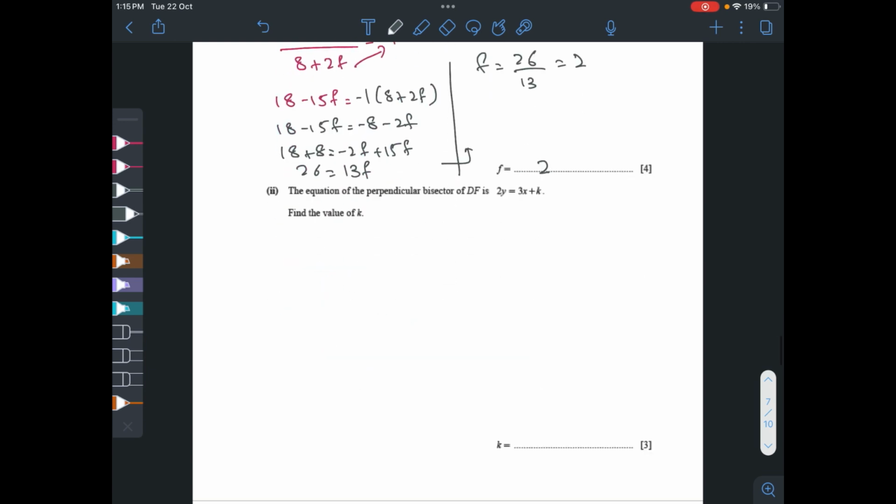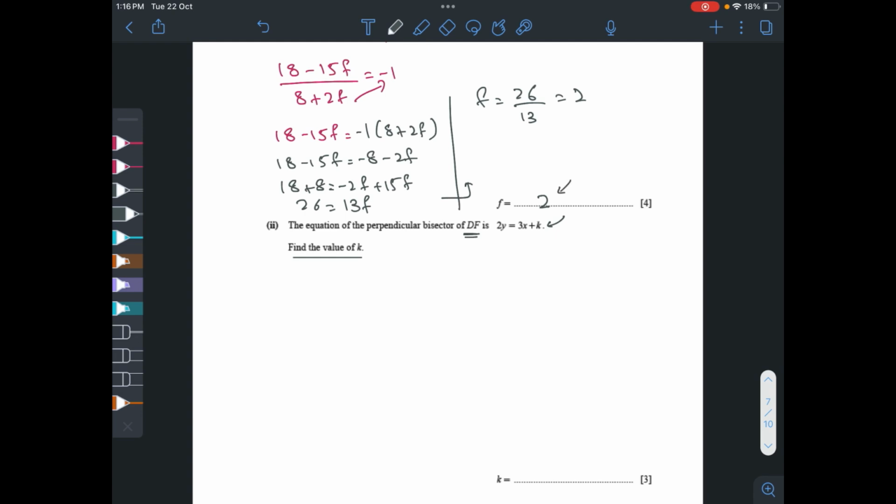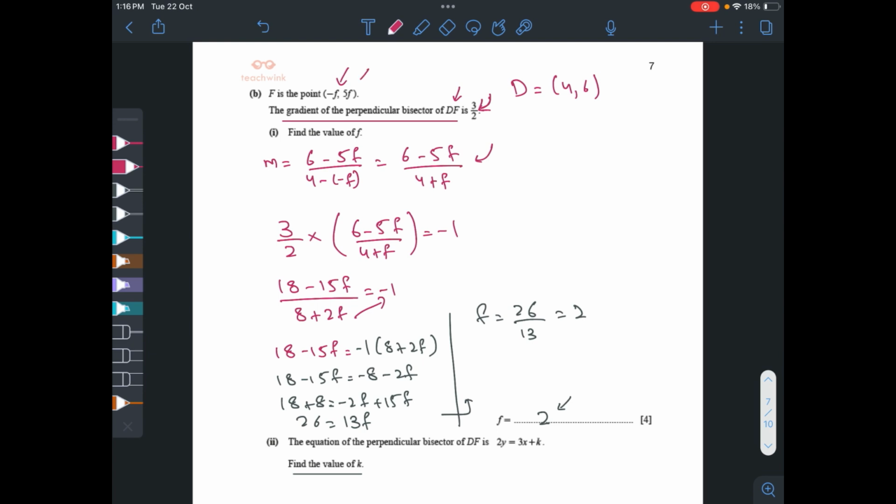The next part says the equation of the perpendicular bisector of DF is 2y equals 3x plus k. Find the value of k. The question is telling us that the gradient of the perpendicular bisector of DF is 3 over 2, and the equation of the perpendicular bisector is this over here. Now, since we have the value of F, what we need to do is find the value of x and y over here so that we can plug it in to find the value of k. Now, how do we find the value of x and y? As you can see, we have already found the value of F.